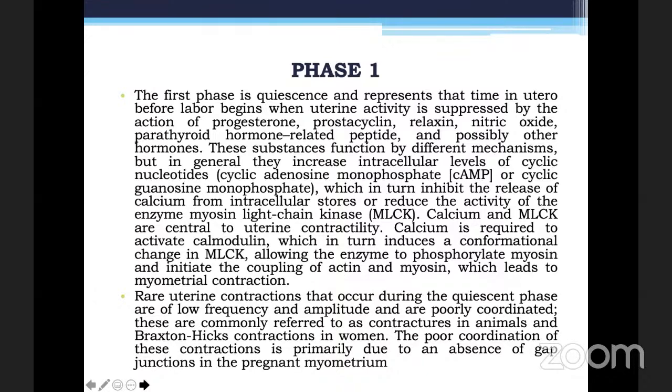Rare uterine contractions that occur during the quiescent phase are of low frequency and amplitude and are poorly coordinated. These are commonly referred to as contractures in animals and Braxton Hicks contractions in women. The poor coordination of these contractions is primarily due to an absence of gap junctions in the pregnant myometrium.